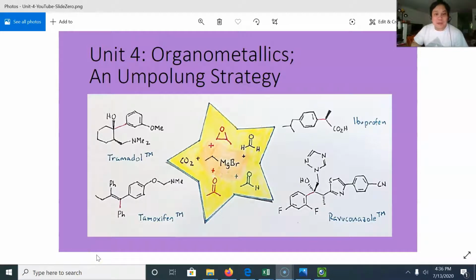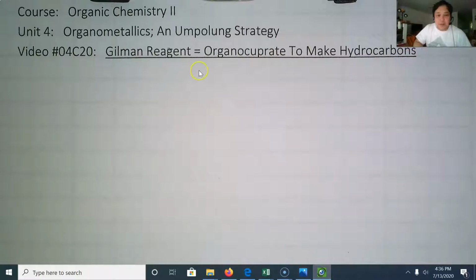Okay, thus far in the organometallics unit, we've talked about two types of reagents, Grignard reagents and organolithiums. And we have already discussed their reactions with these types of oxygen-containing compounds. We have not talked about a third type of organometallic that's not seen on this screen. That is called a GILMAN reagent.